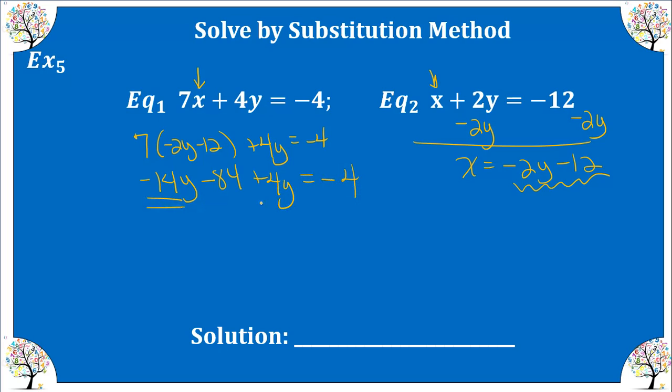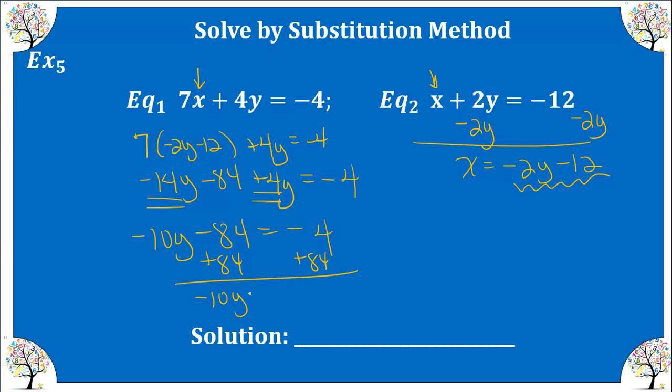Let's combine our like terms. So we get negative 10y minus 84 equals negative 4. Add 84 to both sides. Divide by negative 10. And the y value is negative 8. Again, I want to make sure I put that in the right spot of my ordered pair.